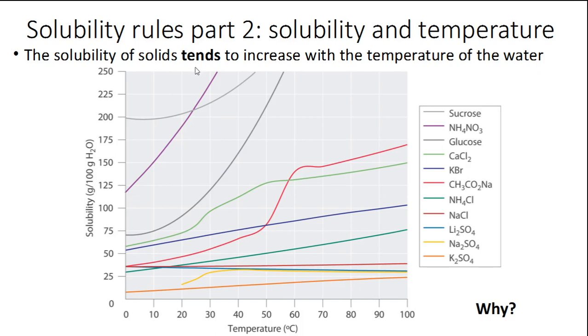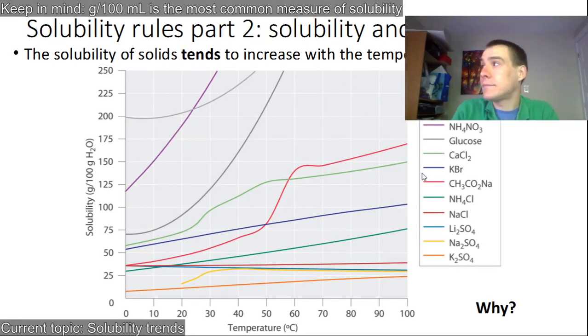Ammonium nitrate, even better. Glucose has this crazy curve. Calcium chloride has a cool curve. This is sodium acetate. That's the supersaturated solution I'm going to put to the bottom. And basically the other ones. One neat one here is salt, sodium chloride, which is this brown line here, is very, very flat.